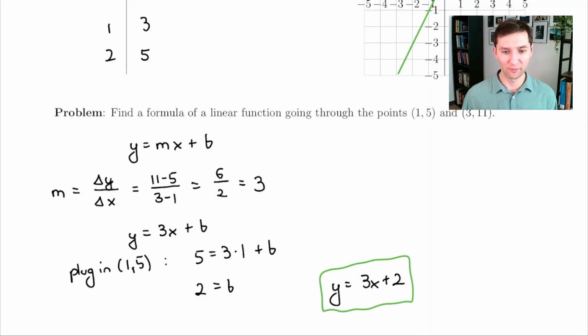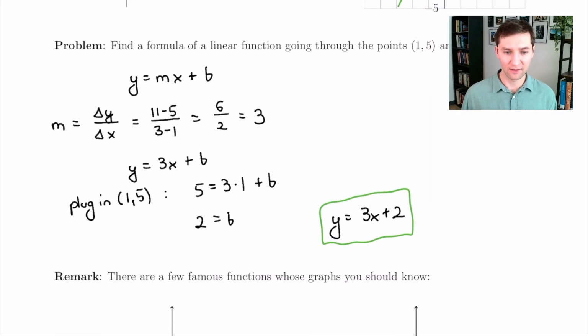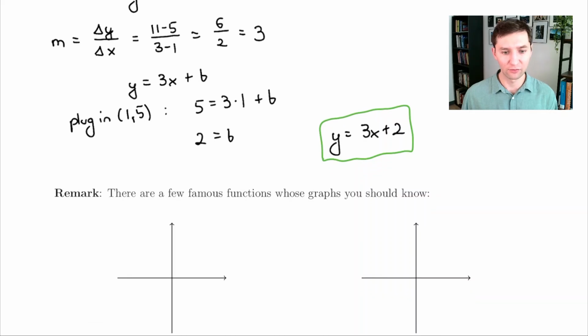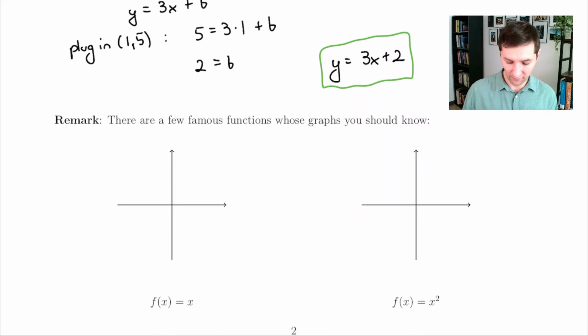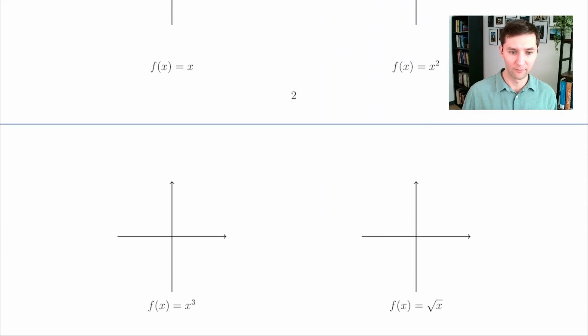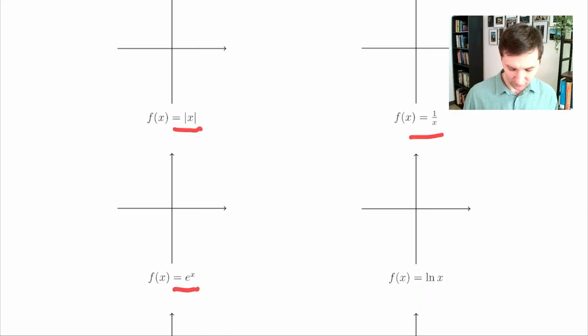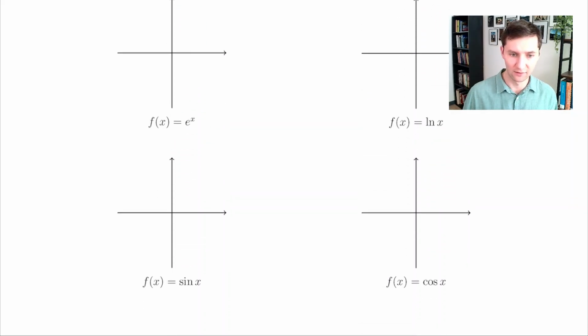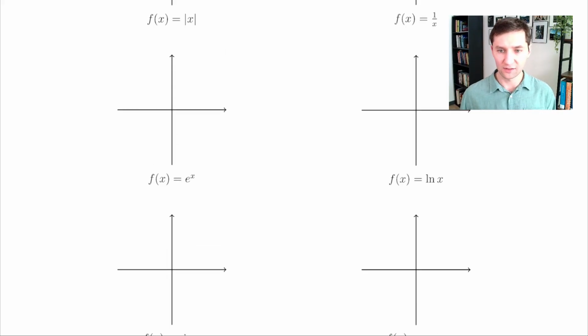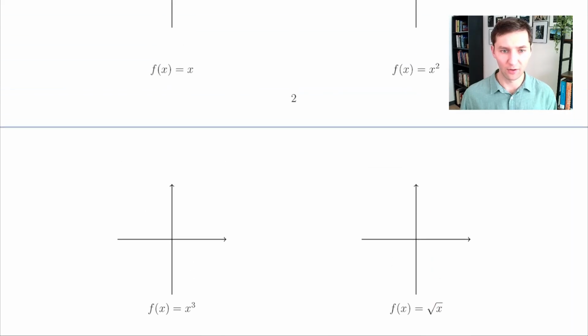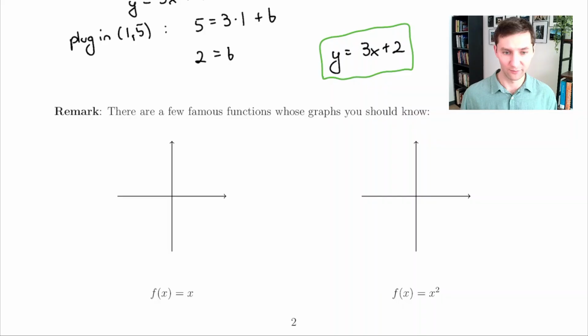I have one more problem for us to try. I believe that there are a few functions whose graphs you should know. The functions are f of x equal to x squared, x to the third power, square root of x, absolute value of x, 1 over x, e to the power of x, natural log of x, sine of x, and cosine of x. If you would like to see how many of these graphs you remember, this will be a good time to stop the video.